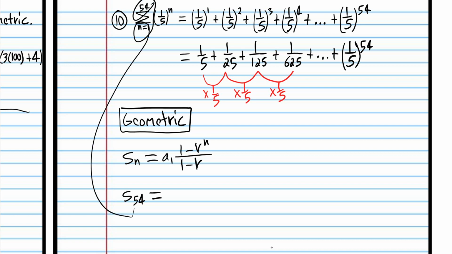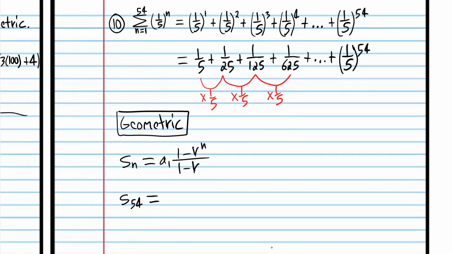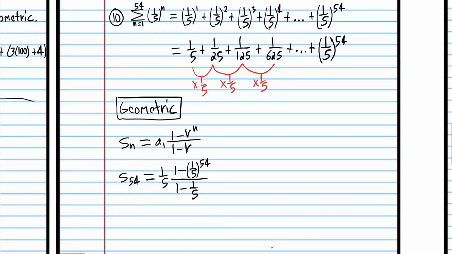We're starting at 1 and going to 54, so we know that n is going to be 54. The first term is 1/5, and the common ratio is 1/5. They're raising to the 54th power. That's over 1 minus 1/5.